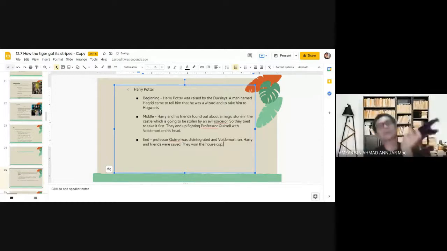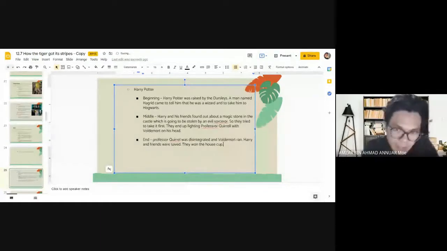Apa berlaku kepada yang jahat tu? Orang jahat tu hancur, mati. Okay, Voldemort yang berada di belakang kepala tu lari. Kemudian Harry and his friends were safe. Harry dan kawan-kawan dia selamat. Dan mereka menang anugerah kelas terbaik. Okay, macam tu. Okay, dapat tak?